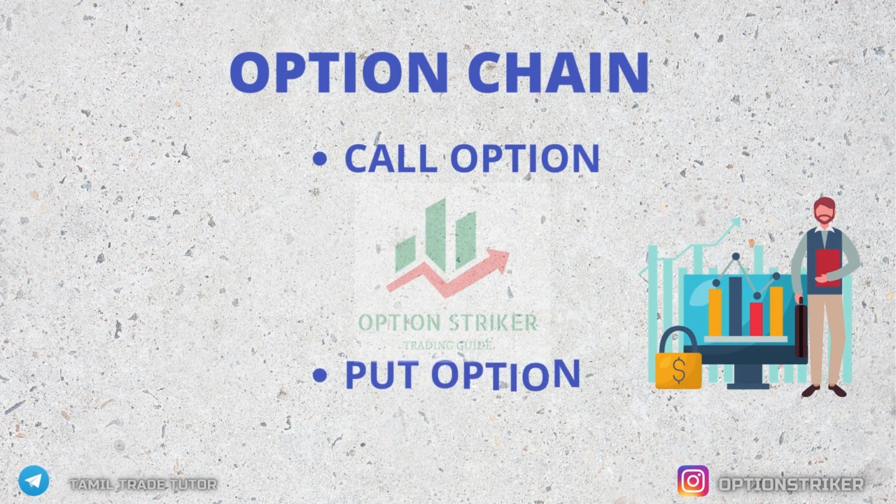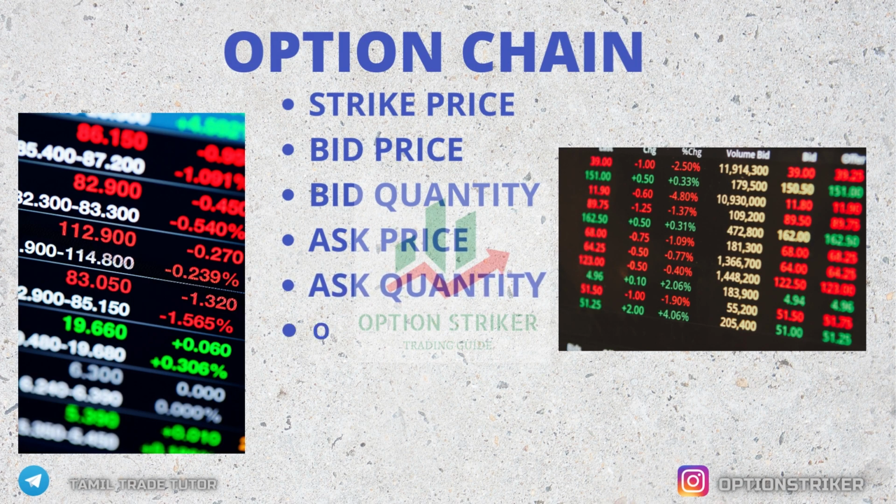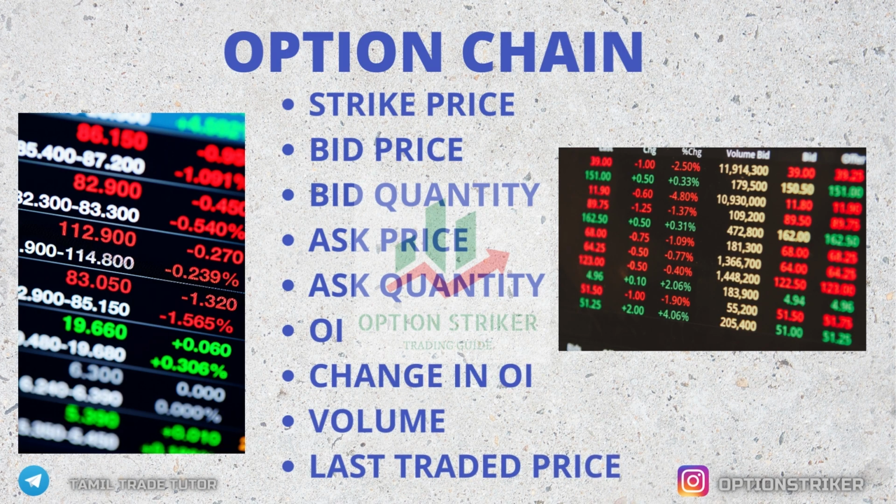In option chain, we have two sides, call option and put option, and both sides consist of strike price, bid price, ask price, volume, open interest, change in OI, last traded price, and even more. These are all the important factors to make a note of in option chain.